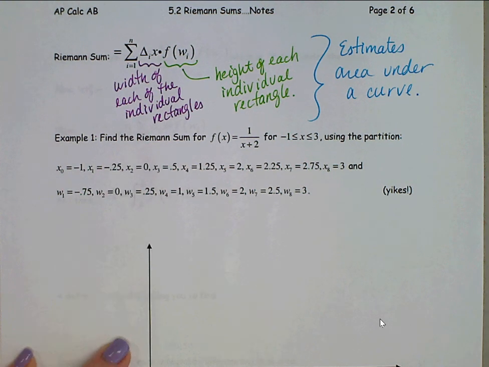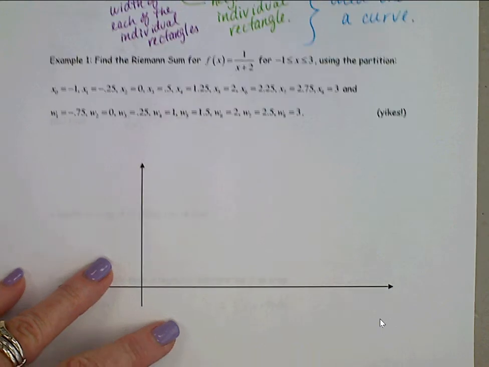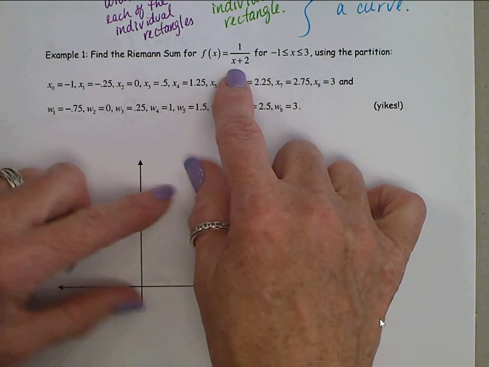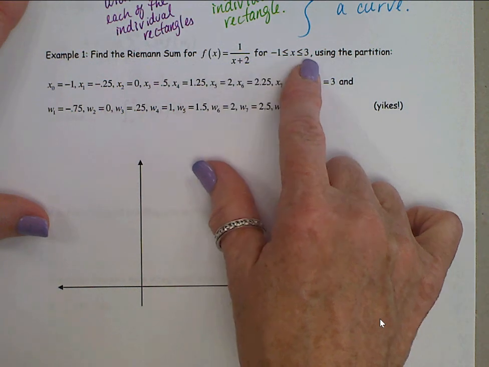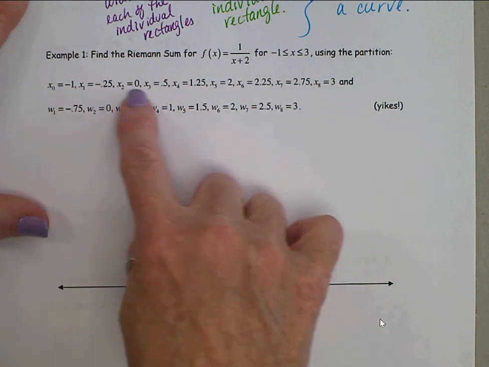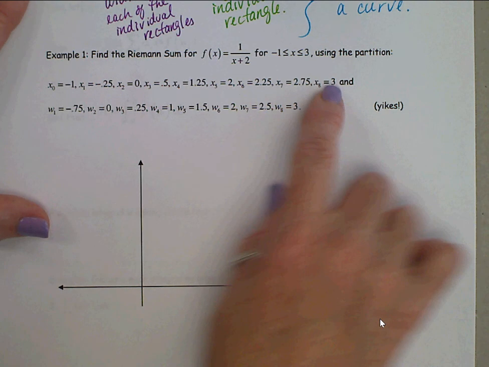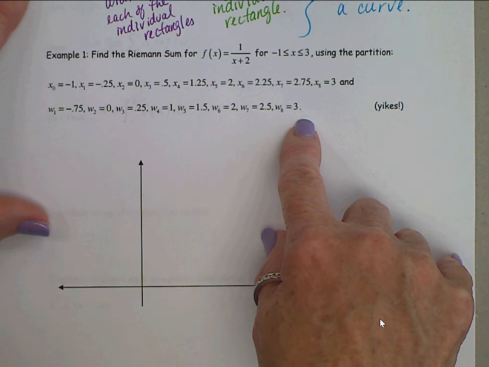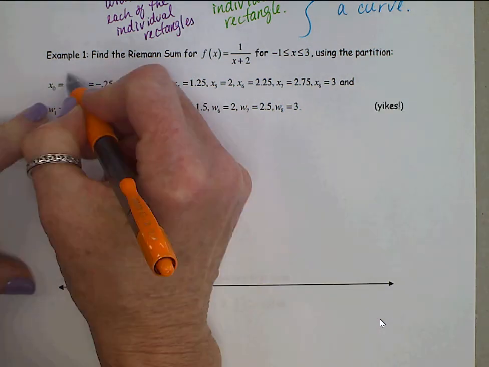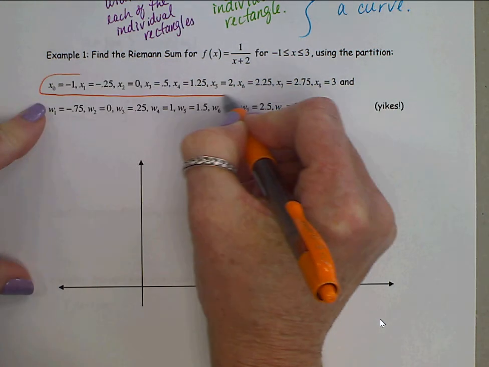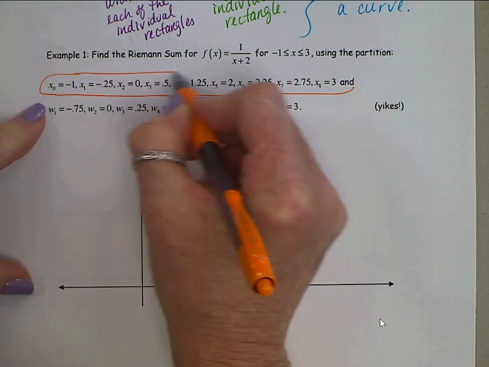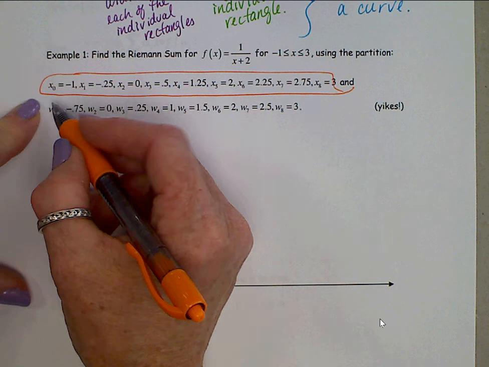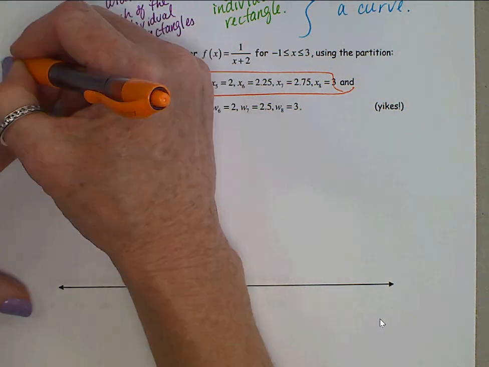All right, let's take a look at this example. I want you to find the Riemann sum for this function, f of x is 1 over x plus 2, for x between -1 and 3, using this partition. I'm not going to read all of that to you, and these w values right here. These x values, this partition right here, are the x values that will determine the widths of the rectangles.